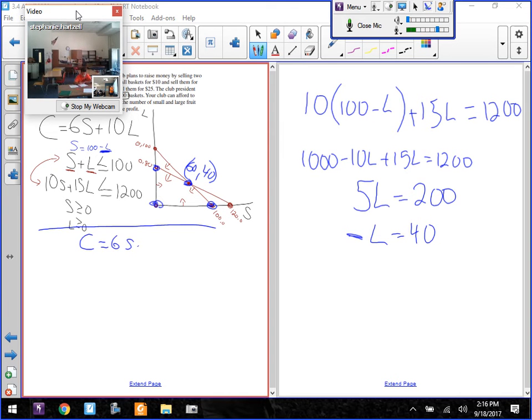6 small plus 10 large. 0, 80, 60, 40, 100, 0, and 0, 0. Hey, I'm going to cut your workload down by 25%. Which one of those don't you have to worry about? And why don't you have to worry about 0, 0? Because you want to make some money here. Doing absolutely nothing and selling absolutely nothing isn't going to help you accomplish that goal. So you don't have to worry about it.